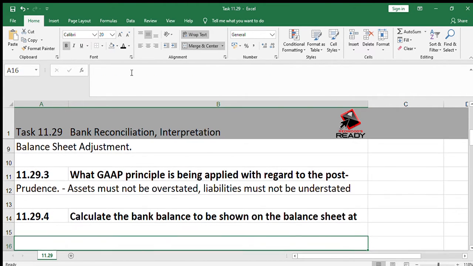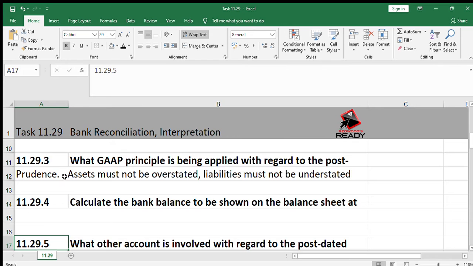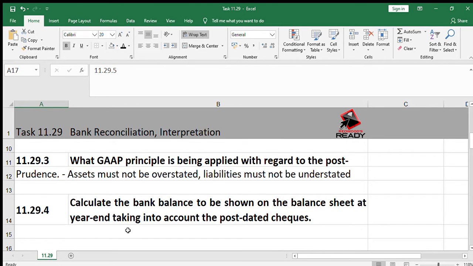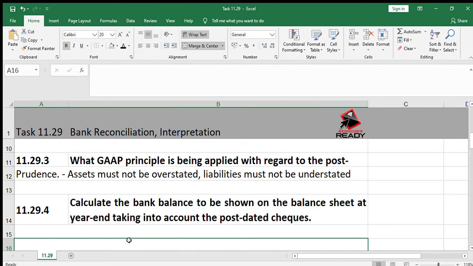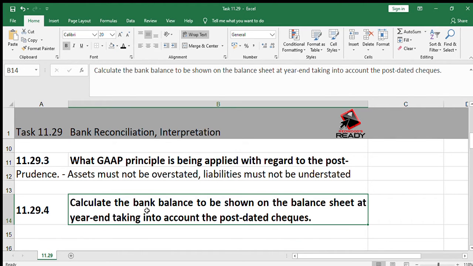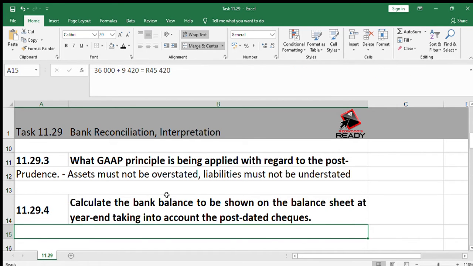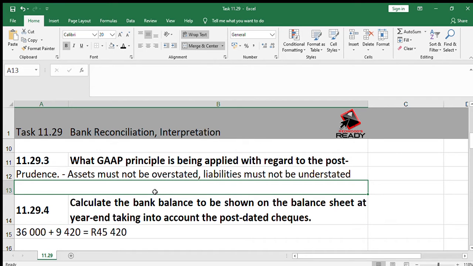Then calculate the bank balance to be shown on the balance sheet at year end, taking into account the post-dated checks. So the bank balance given to you in the question is 36,000 Rand. We would now add back the post-dated check issued, so plus 9420, which gives us 45,420.